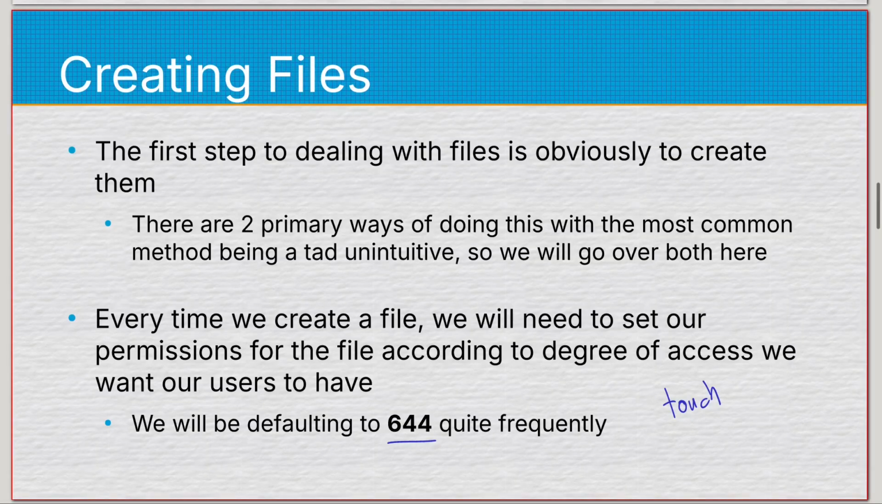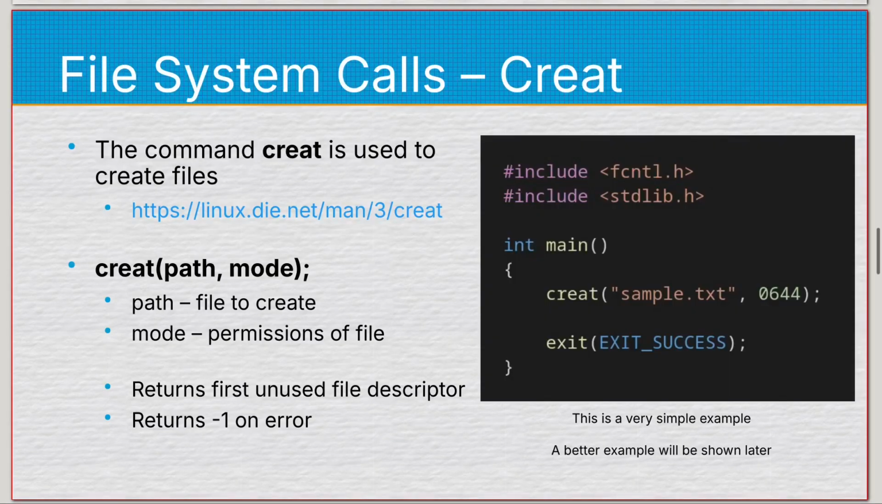And that's the bare minimum you usually want. So that's what we're going to go with. The first of these system calls is creat. Yes, I know there's no E here, so it looks like create, but it is creat. The whole point of this call is just to create a file with some form of permissions. It's honestly very, very simple.